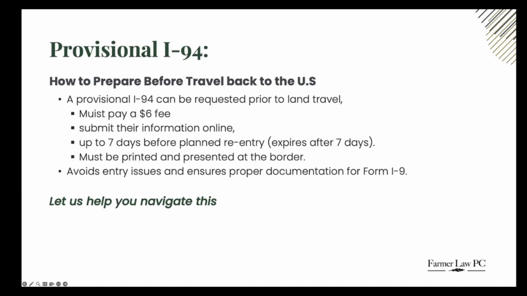A provisional I-94 can be requested prior to land travel. You have to pay a $6 USD fee and submit information online up to 7 days before planned re-entry, because it expires after 7 days. And it must be printed and presented at the border. A provisional I-94 avoids entry issues and ensures proper documentation for Form I-9s.